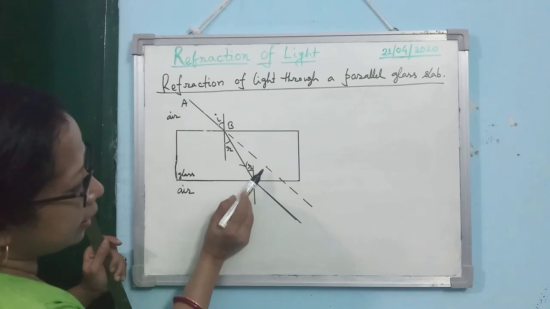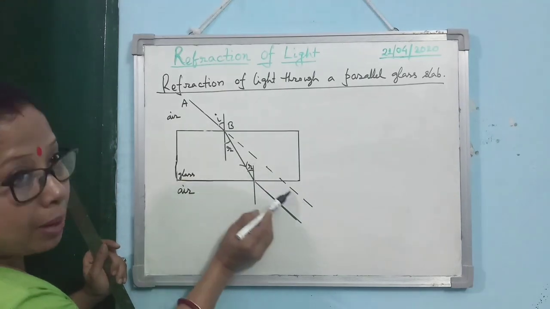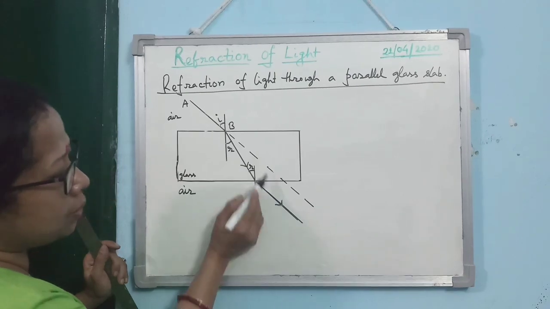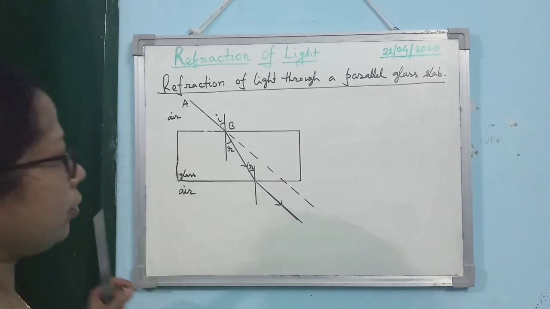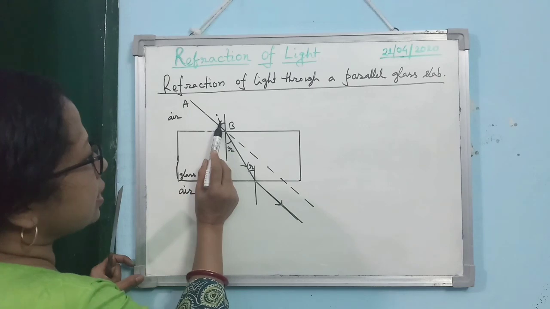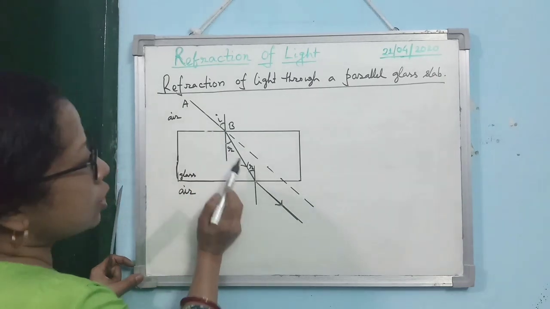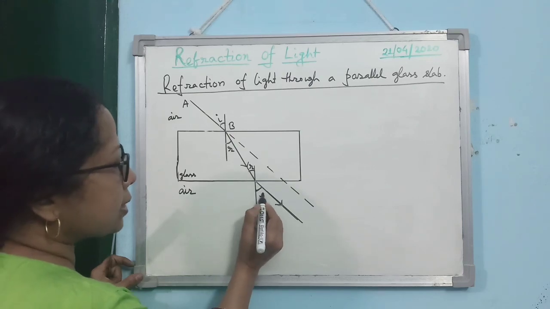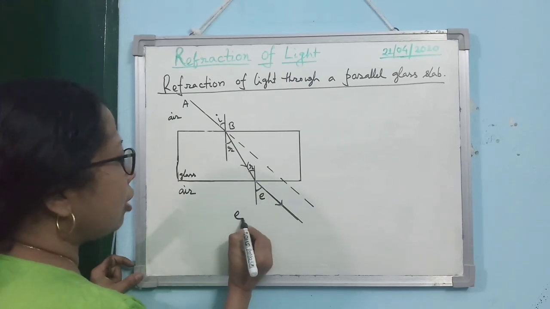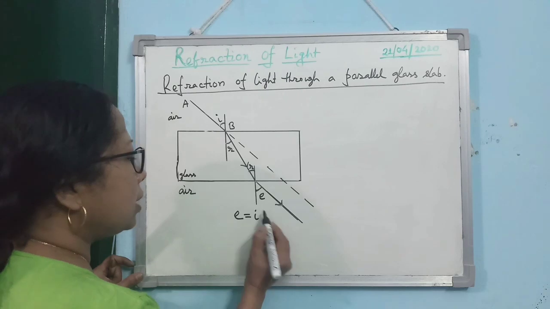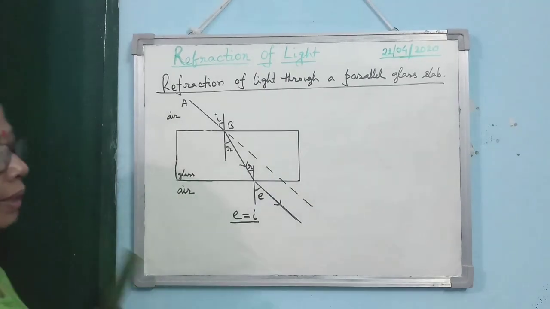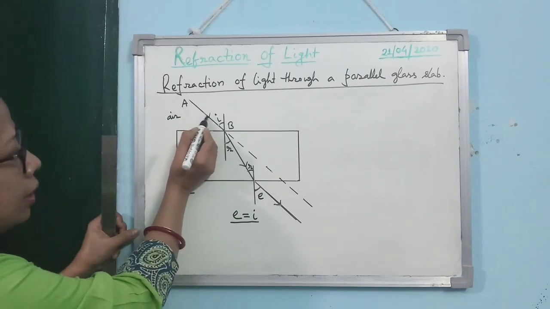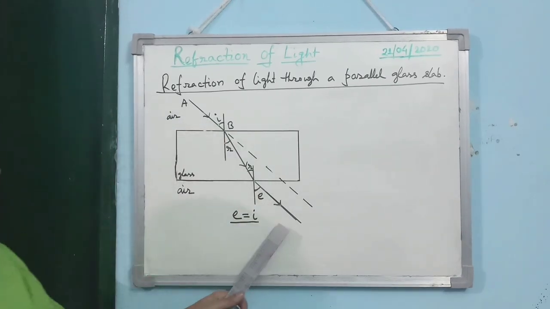Alright, just look at it. This is the dotted line, this is the path of the incident ray. So the emergent ray you draw should be parallel to the incident ray. Now you see here, the angle of incidence is I, the angle of refraction is R. This is also known as the angle of emergence. Now the angle of emergence E will always be equal to I. Is that clear? So this is the refraction of light through a glass slab.